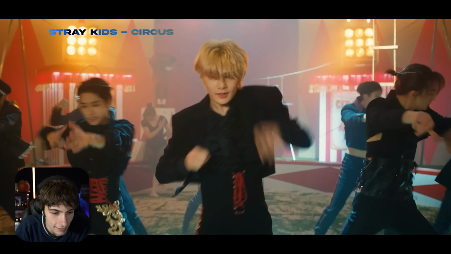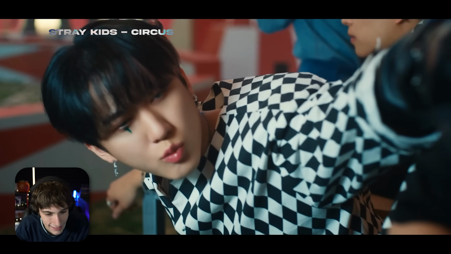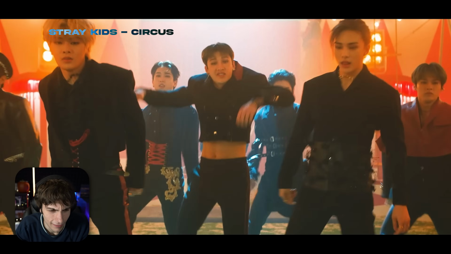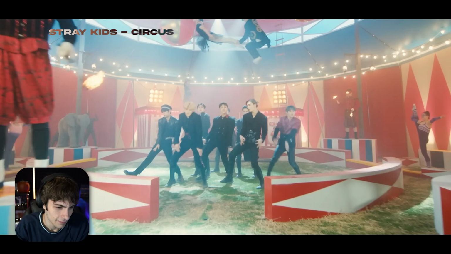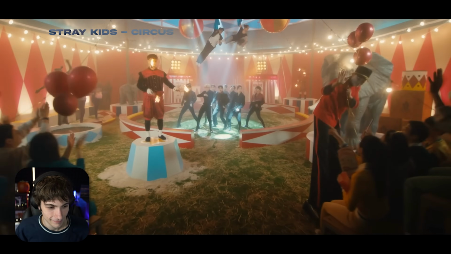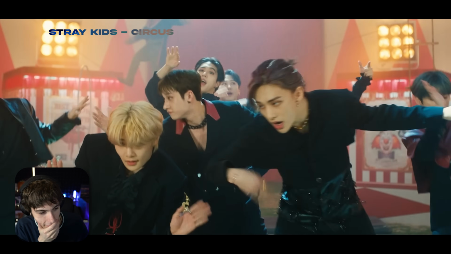But look at the way they do it. It's so simplistic and just good. My man is just juggling. Look at that. So good.